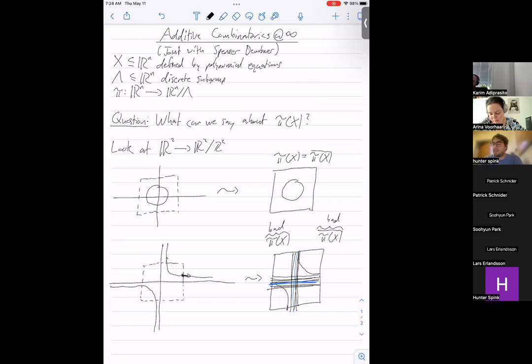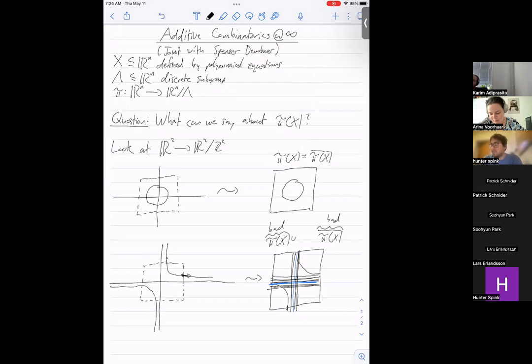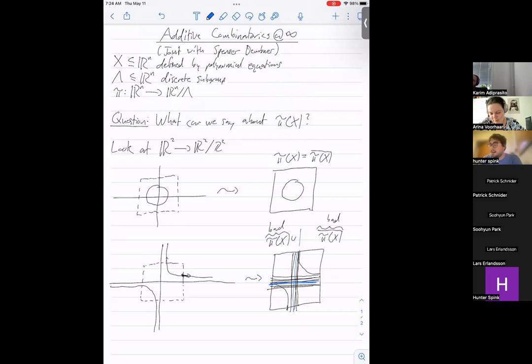However, there's a very nice set that we added to pi of x to get the closure. So these are the new points that you can approximate with points of pi of x by like this sequence going off to infinity, but are not themselves in pi of x, and you get this nice union of two lines.